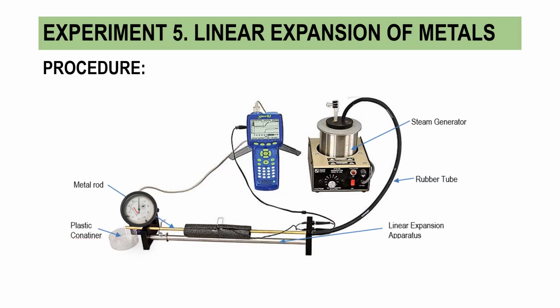This is the setup for experiment number 5, linear expansion of metals. This is called the linear expansion apparatus. We use a steam generator as the source of heat, rubber tubing, and the Explorer GLX, and attached to the Explorer GLX is the temperature sensor. We can measure the elongation or expansion by just looking at the gauge here. Whatever the reading here is, that is the expansion or the value of delta L. And then we can collect the excess water using the plastic container.